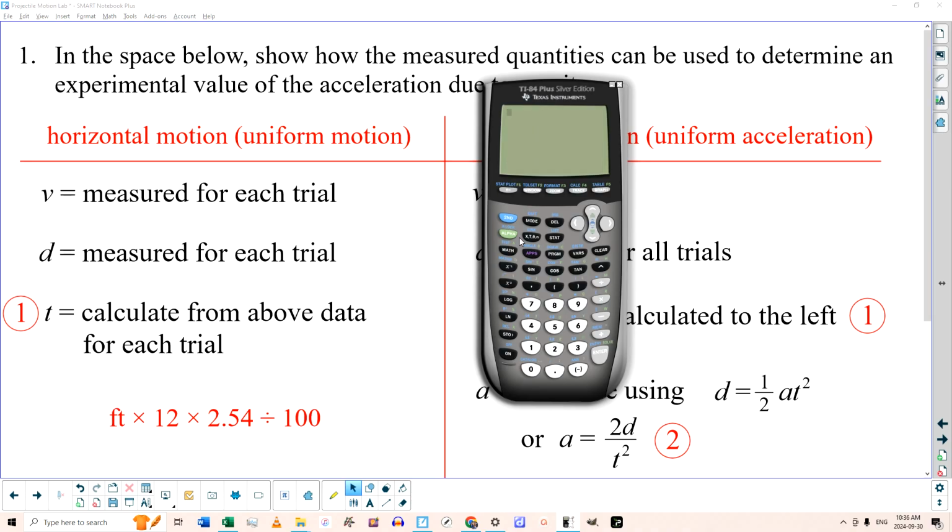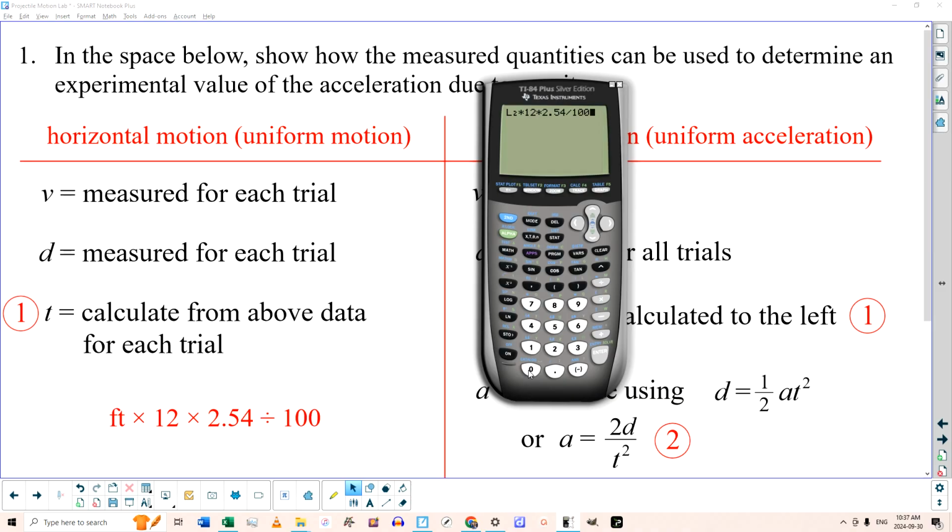So what did we do with the horizontal distance? It's in red at the bottom of the left screen. We took the horizontal distance in feet, multiplied by 12, multiplied by 2.54, and divided by 100 to get meters. Now, if I hit my second key and the number 2, on my home screen, L2 pops up. And what I'm going to do is multiply that by 12, multiply it by 2.54, and divide it by 100.